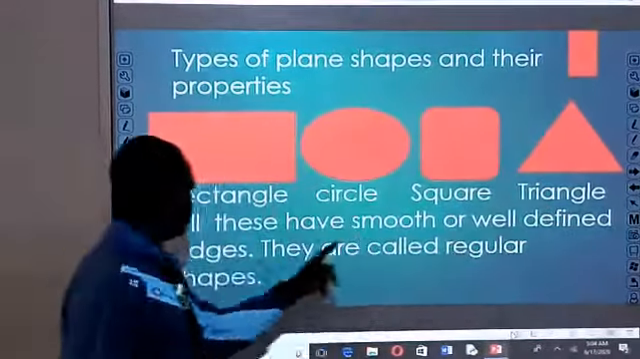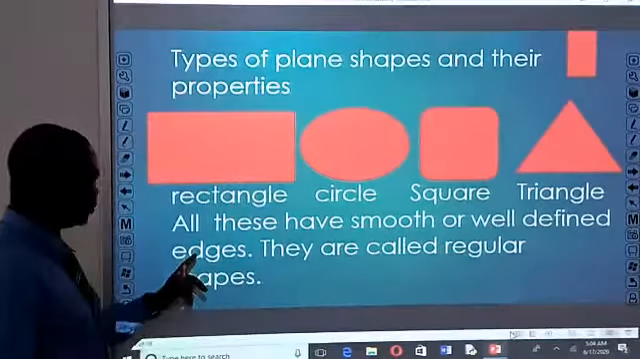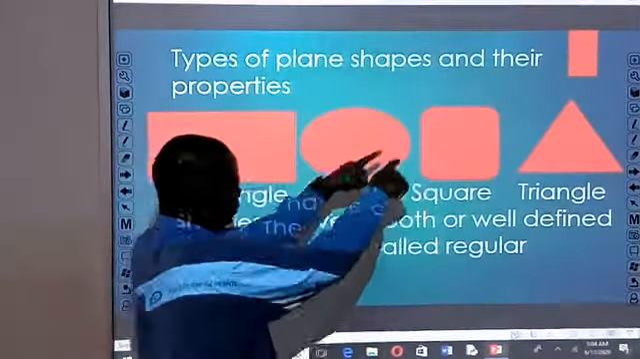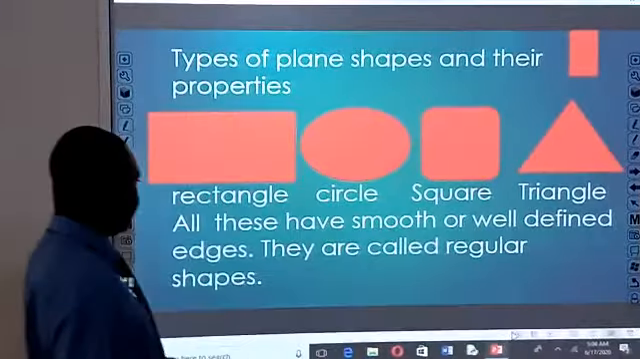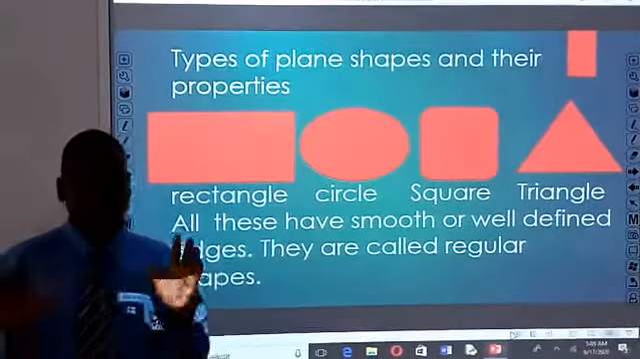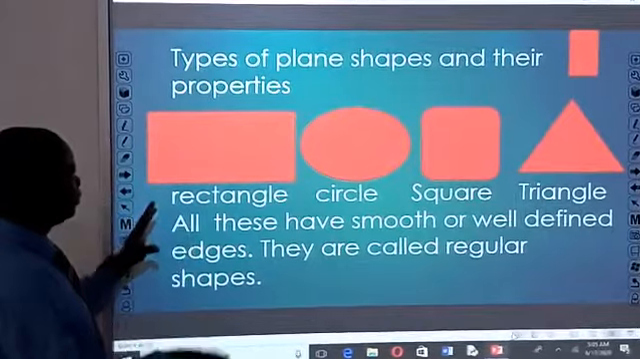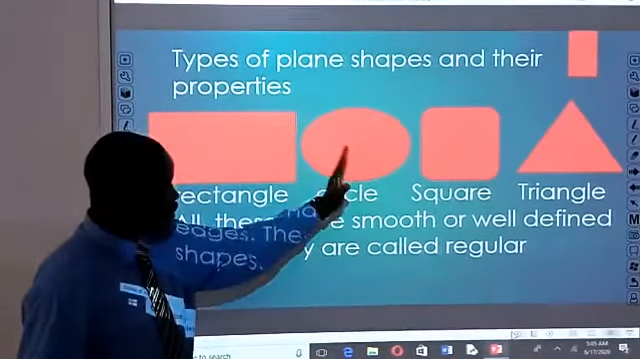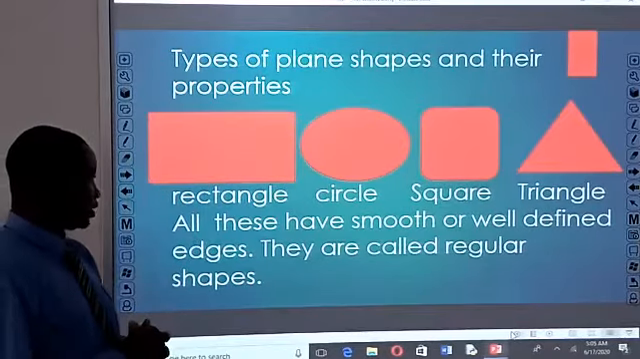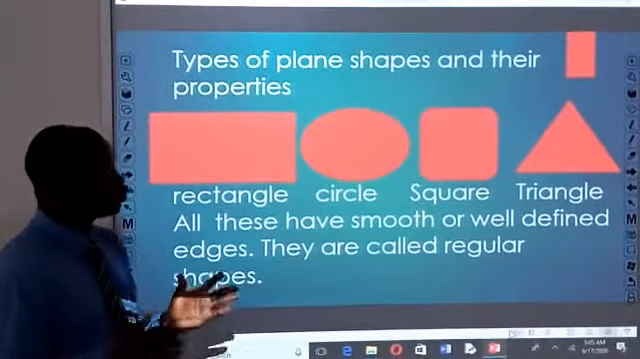Triangle, the same thing. Now, all these have smooth or well-defined edges. If you look at the edges, they're all well-defined. The circle, the same thing, the square, and the triangle. They are called regular shapes. Because they are well-defined, that's why they are called regular shapes. So at this point, we can say these regular shapes are exactly the 2D shapes we are discussing. But mind you, we also have irregular shapes. They are also 2D shapes.